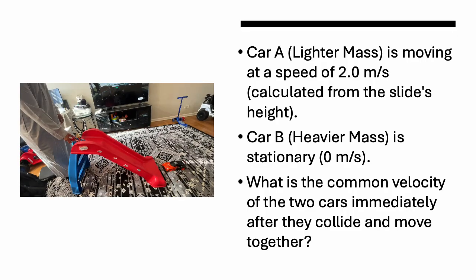Car A is lighter mass moving at a speed of 2.0 meters per second, calculated from the slide's height, and car B is heavier mass, stationary, which has 0 speed.